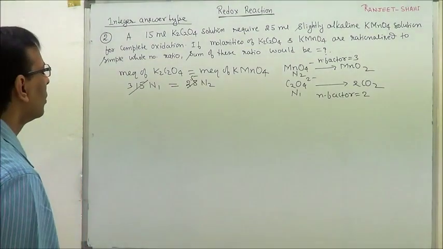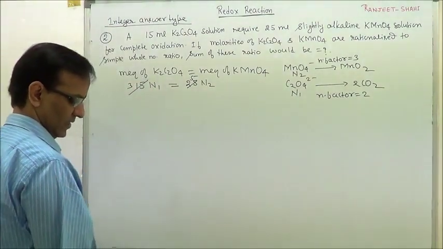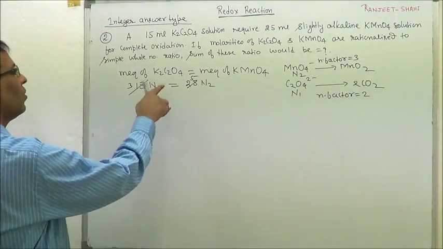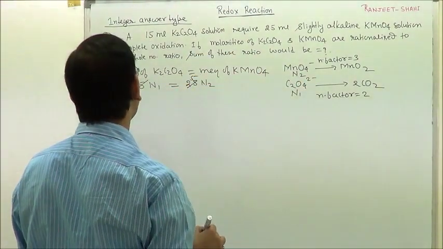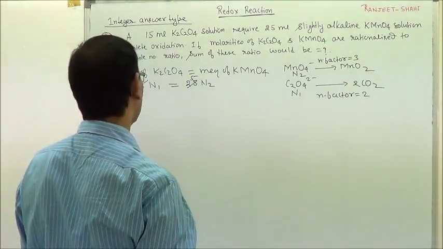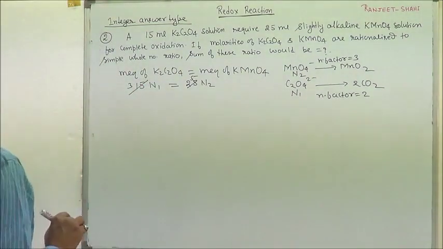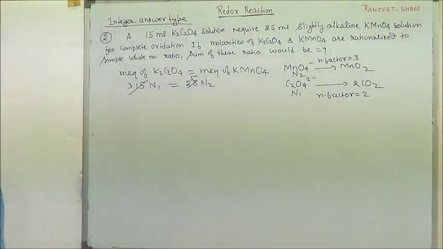Now we have to convert normality into molarity, since the question requires molarity, and we know that normality divided by n factor gives molarity.